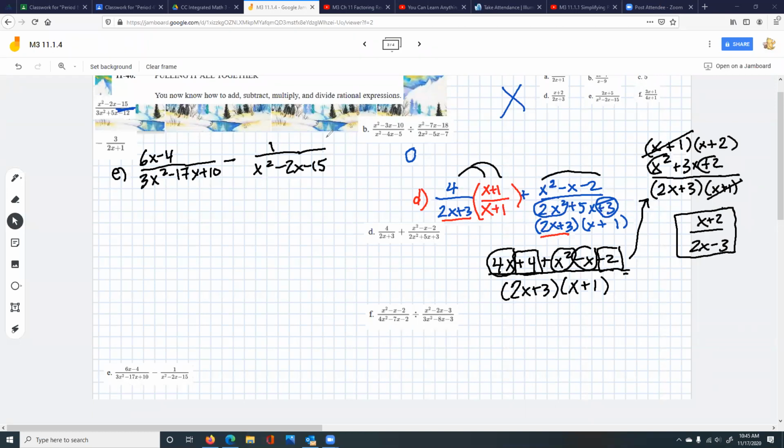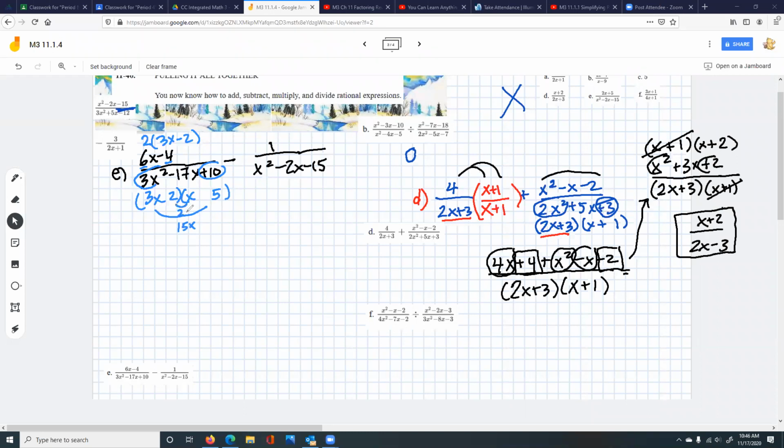Three things that we can factor. I can factor this one right here: what goes into 6 and 4? That would be 2. So 2 times 3x minus 2 will give me 6x minus 4. I can factor this one right here. To first factor the 3x squared, 3x times x. And then the 10 is going to be 2 times 5. Yep, 2 and 5. I knew that was right because 3x times 5 is going to give me 15x.